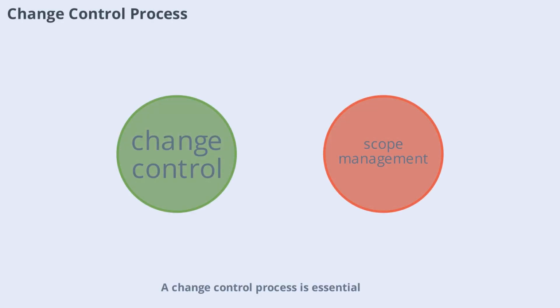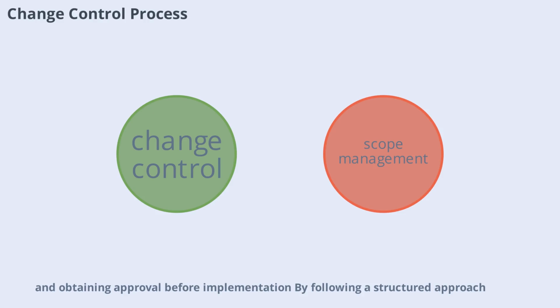The change control process is essential for managing modifications to the project scope. This process involves evaluating proposed changes, assessing their impact, and obtaining approval before implementation. By following a structured approach, you can ensure that only necessary changes are made and that they don't disrupt the project's progress. Let's look at the steps involved in an effective change control process.